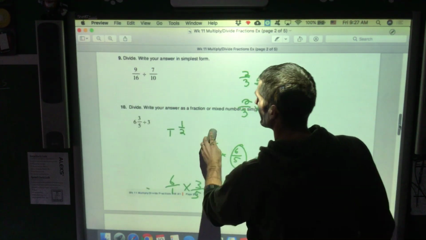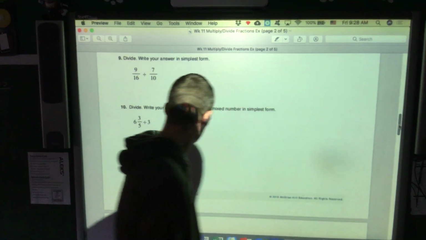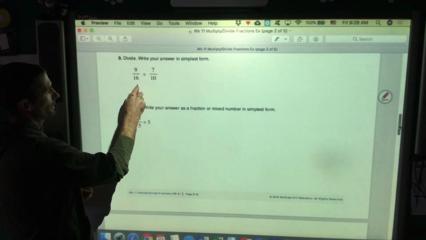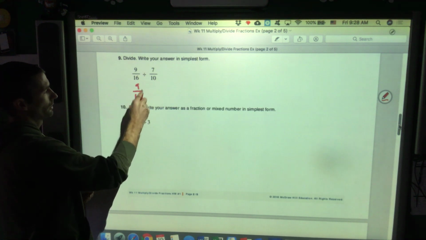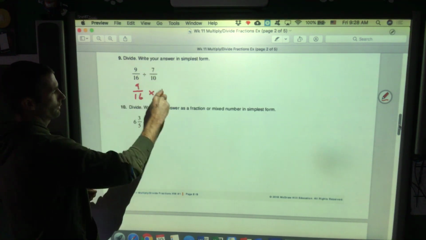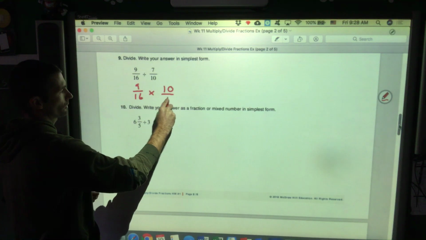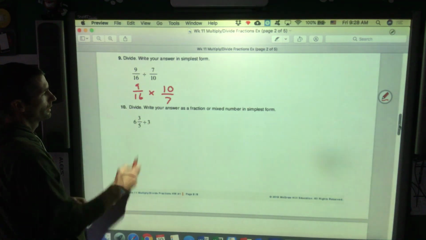Okay, number 9. Divide, write your answer in simplest form. Okay, again, keep it, 9/16. Change it to multiplication, flip it to its reciprocal. Keep, change, flip.